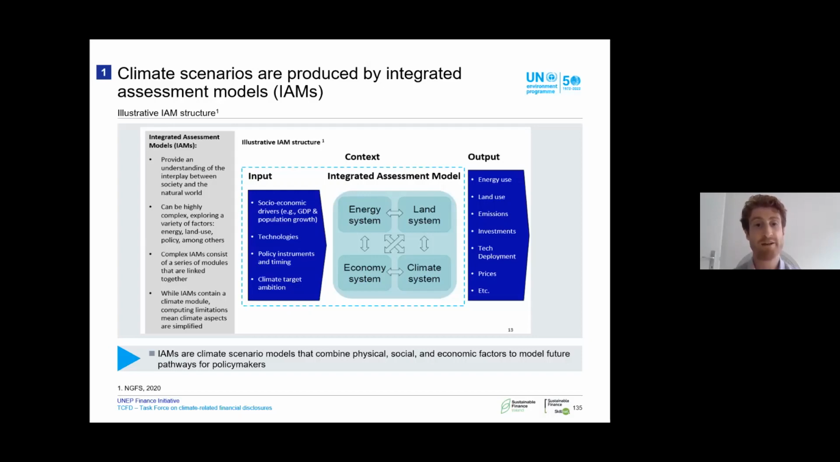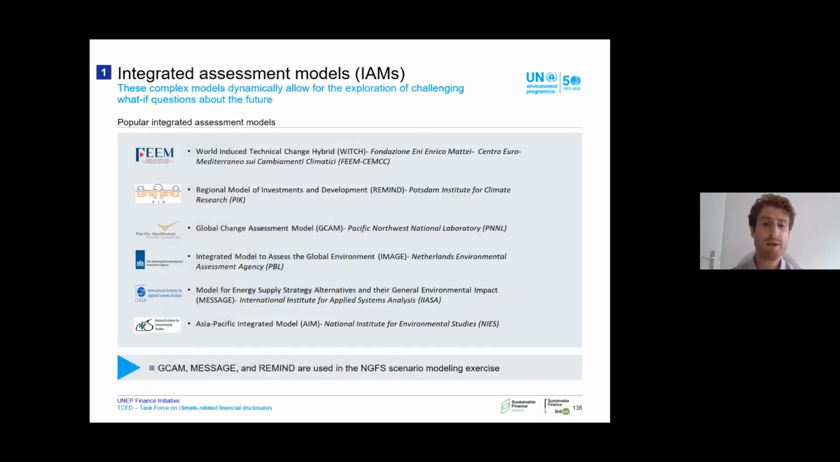So the key here is that these scenarios are generated by a complex machine. The advantage of that is it allows you to do these complex what-if questions. The downside is that there are lots of stylizations needed, both for the energy system as well as the climate system, in order to make those decisions and make it computable. You may have heard of some of the main integrated assessment modelers. I'll go through this list here.